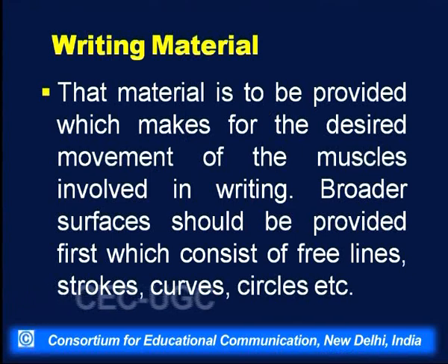Then after this style and script, I am talking to you about the writing material. Material is to be provided which makes for the desired movement of the muscles involved in writing. A broader surface should be provided first, which consists of free lines, strokes, curves and circles. In the beginning, leave the learners or writers free, give them pen or pencil and paper and whatever surface, and leave them free to do whatever scribbling exercises they start, a stroke, a curve or circles.